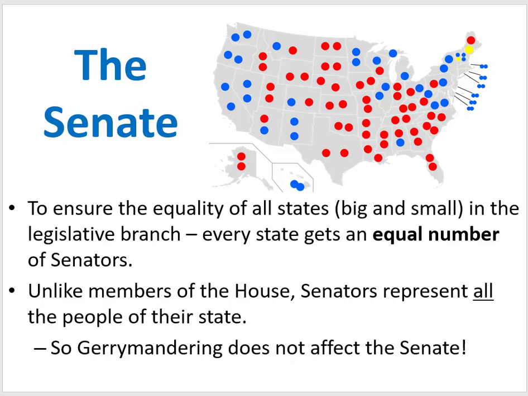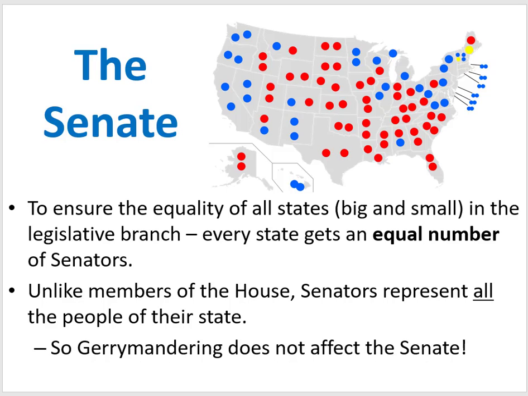So looking at Congress, or the legislative branch, we've already discussed that there are two houses: the House of Representatives and the Senate. The Senate was put in place to ensure the equality of all states, big and small, so every state gets an equal number of senators. In the House, we discuss population, redistricting and reapportionment, but in the Senate, each state gets two. If you look at the image on the screen, you can see the colored dots. Each state has two dots.